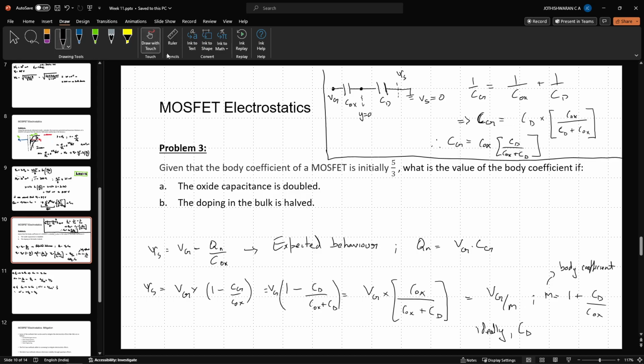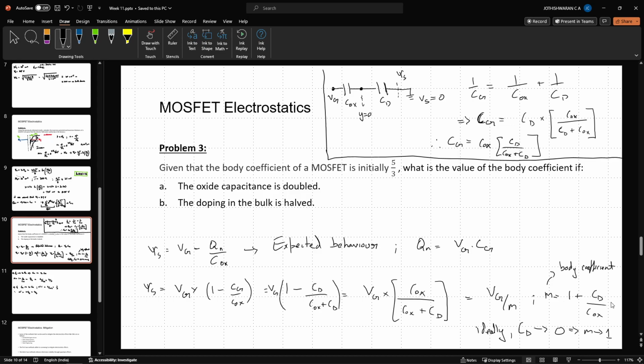CD shouldn't be very large. Again, in the flow I just uttered that CD should be very small. The body coefficient should be 1. M should tend to 1. That is when psi s will be equal to Vg. So, sincere apologies for that confusion.